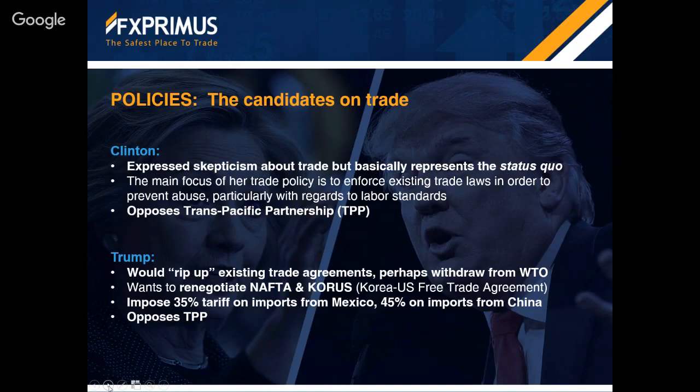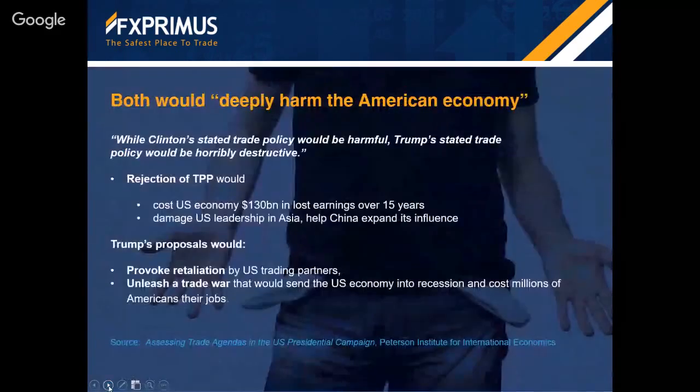He wants to renegotiate the North American Free Trade Agreement, which ties Mexico and Canada in with the US in a free trade association, and the Korea-US Free Trade Agreement. He wants to impose a 35% tariff on imports from Mexico, as well as famously building a wall between the US and Mexico, and a 45% tariff on imports from China. And you can guess what his view on the TPP is.